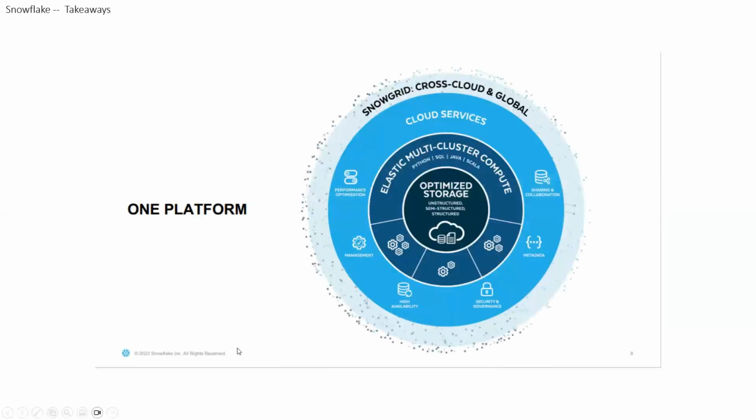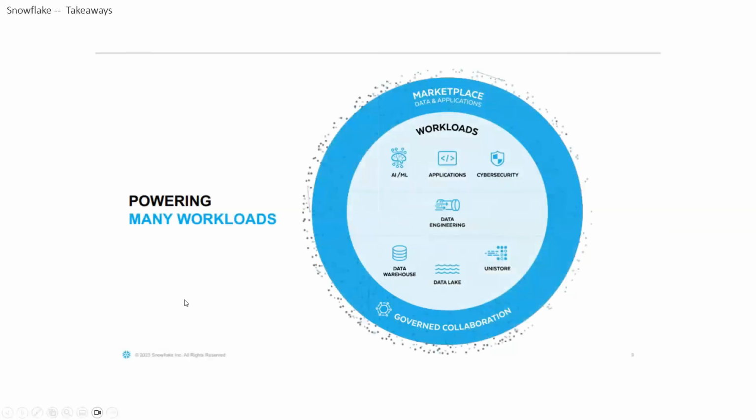Now, takeaways. One platform, because there is no need for you to work on multiple platforms. This is one platform. The second thing is that it powers many workloads, many types of applications: the data warehouse, the data lake, data engineering, AI and ML applications, cybersecurity applications. Everything will work here with the help of this marketplace and governed collaboration, with all the third-party integrations as well. As Manoj is saying, earlier you used to have Alteryx, but right now people are using Matillion for integrating with Snowflake workloads as well. So it provides all the integrations with respect to the different marketplaces.